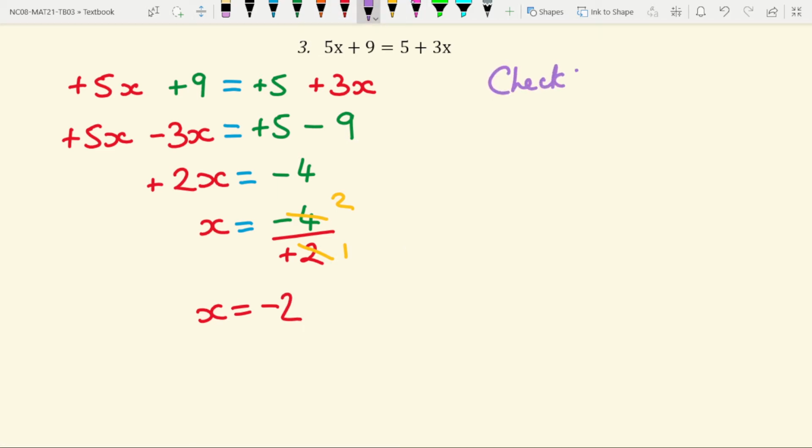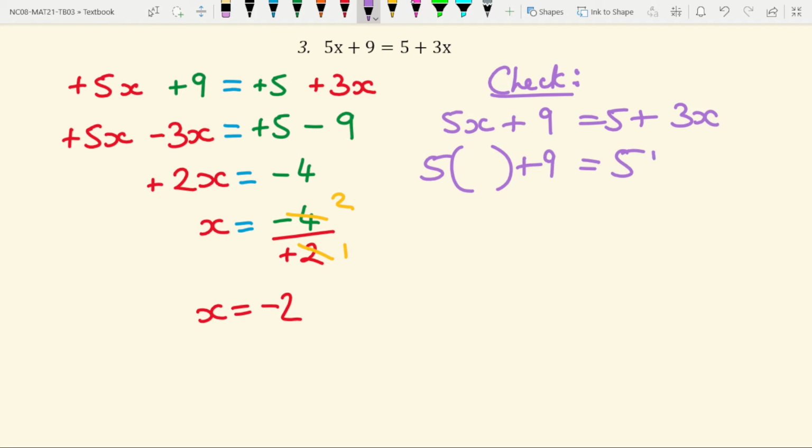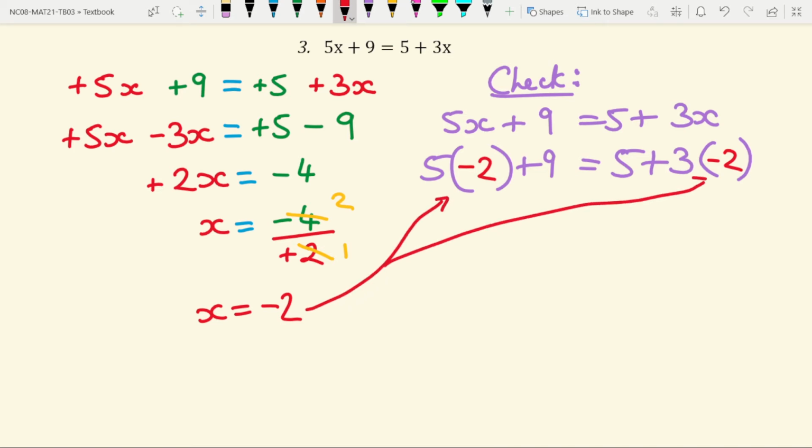So let us check now. To check, always we have to copy the equation as it is. And the next step, we have to copy everything except the variable. Instead of writing the variable as x, we will put empty brackets here. Within the brackets, we have to substitute the value for the variable. The value of the variable we have obtained is minus 2. So we'll substitute minus 2 in all the brackets.